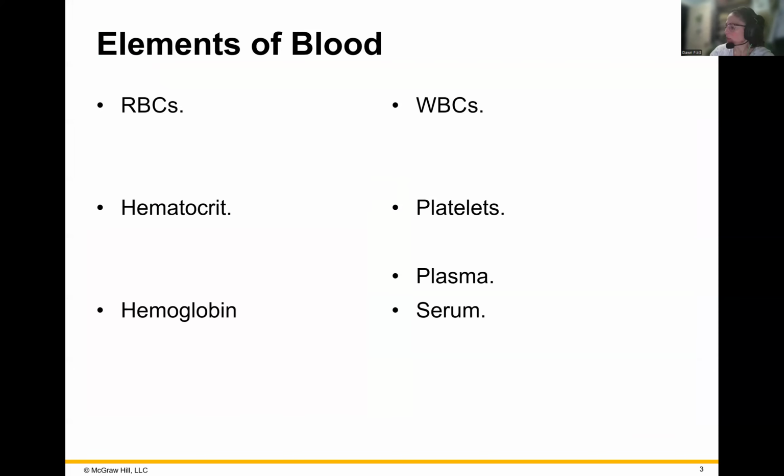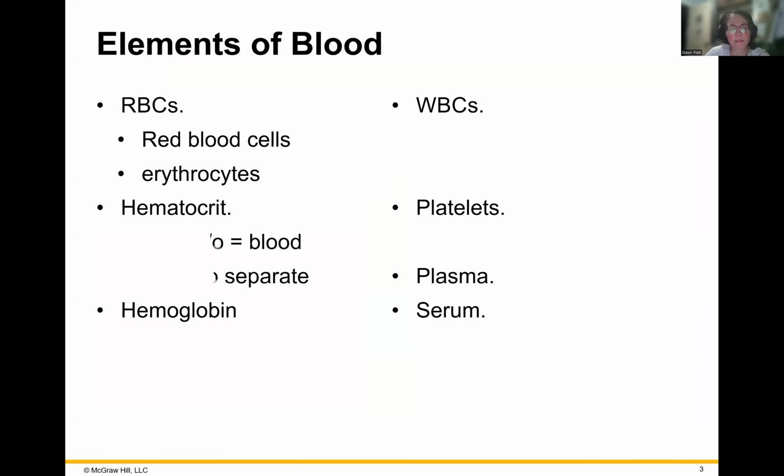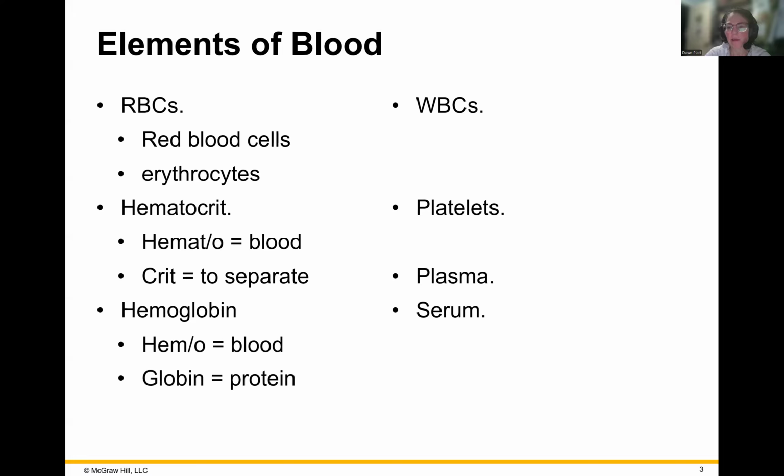Okay, so different elements of blood, and you're going to hear these terms quite a bit. RBC stands for red blood cells. Hematocrit has to do with a blood test that we use to determine the percentage of red blood cells in your blood in comparison to the rest of the components. And then hemoglobin, a protein found in the red blood cells that helps with energy. WBC is referred to white blood cells.